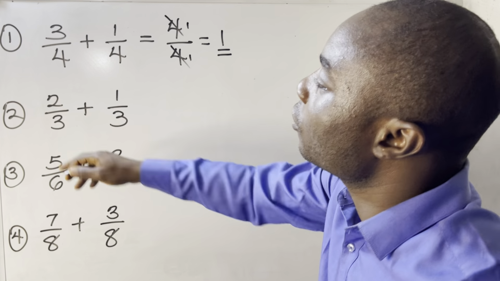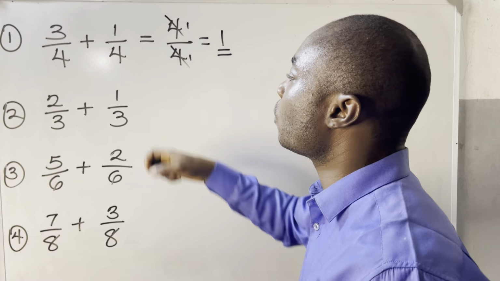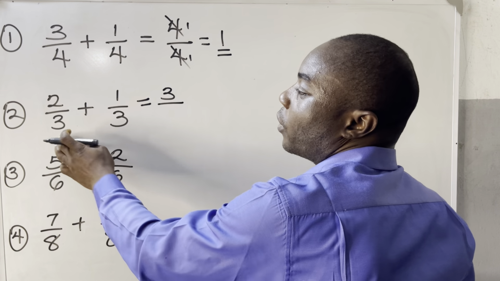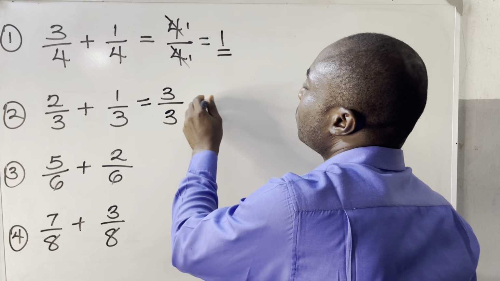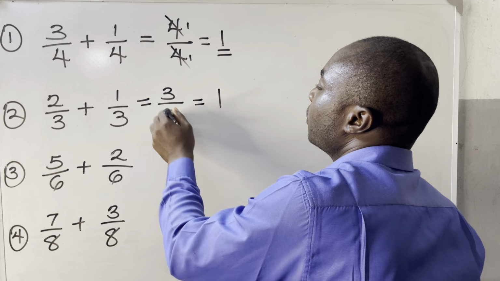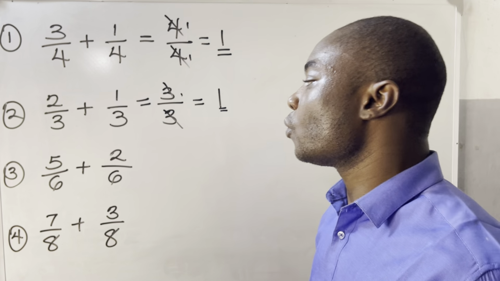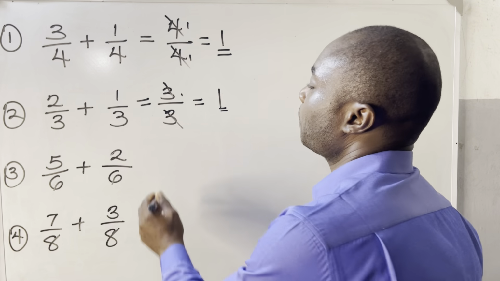All right, so for the second question, we have 2 over 3 plus 1 over 3. 2 plus 1 is 3. And we'll carry one of our denominators, which is 3. 3 divided by 3 is 1. So our answer is 1. We can only do this when the denominators are the same.